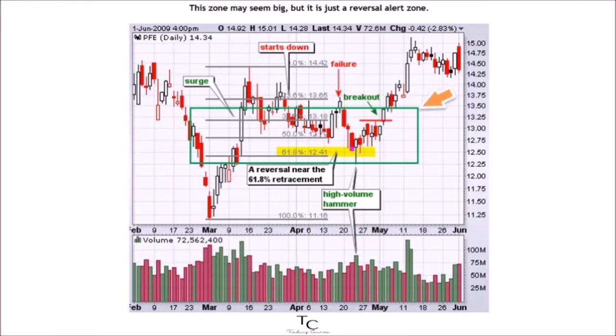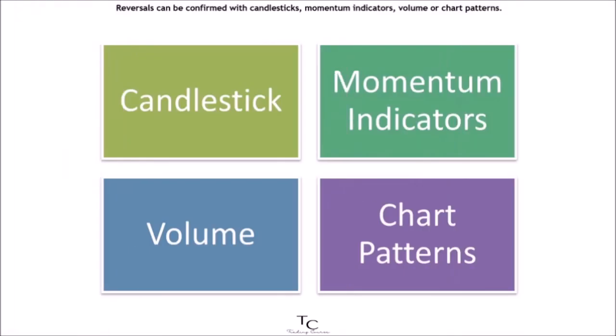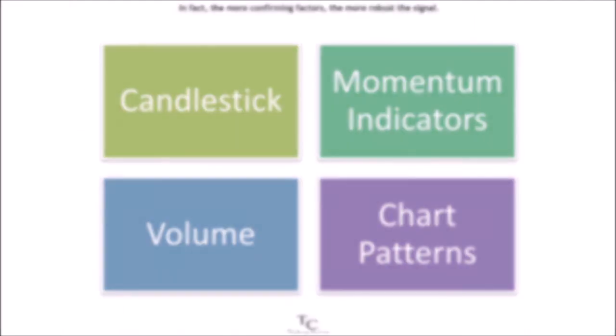This zone may seem big, but it is just a reversal alert zone. Other technical signals are needed to confirm a reversal. Reversals can be confirmed with candlesticks, momentum indicators, volume or chart patterns. In fact, the more confirming factors, the more robust the signal.